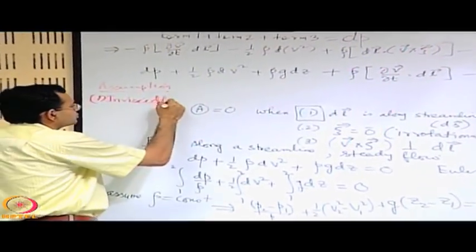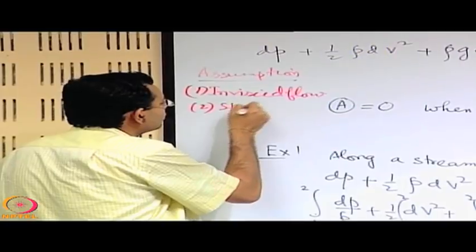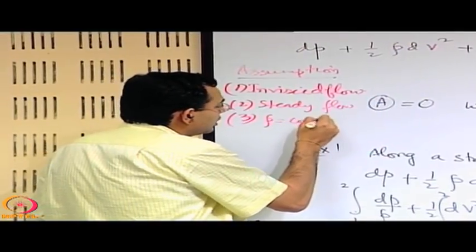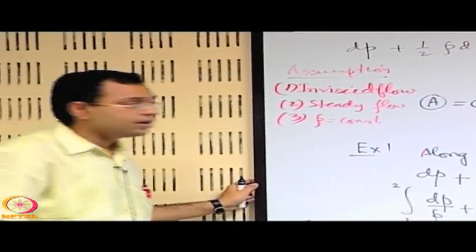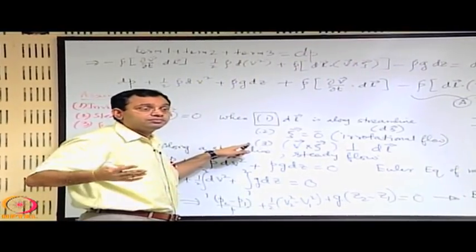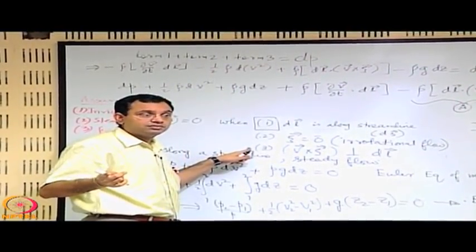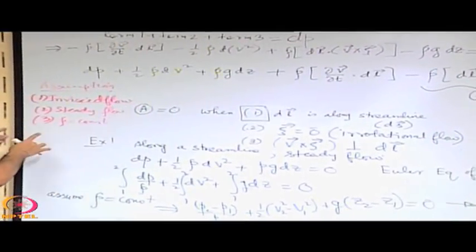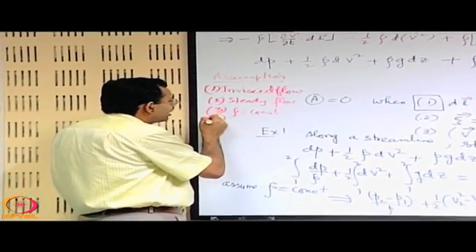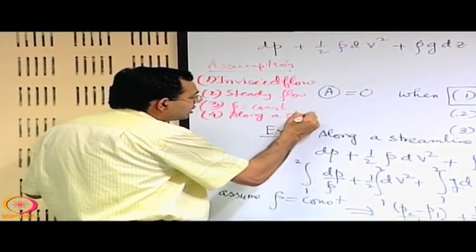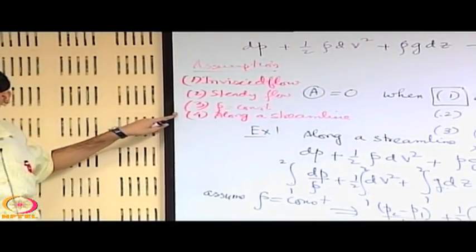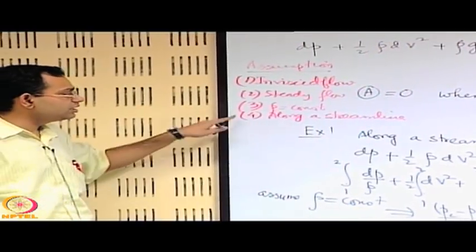Then steady flow, density is constant, it is a special case of incompressible flow, not irrotational flow. We have not taken this condition 3. When we take irrotational flow, we get more freedom, then we need not be restricted along a streamline. But when we are considering along a streamline, then it need not be irrotational. If it is irrotational, fine, if it is not irrotational, still okay. So along a streamline, that is what we considered in this example, and these are the 4 assumptions that we have considered in deriving this.